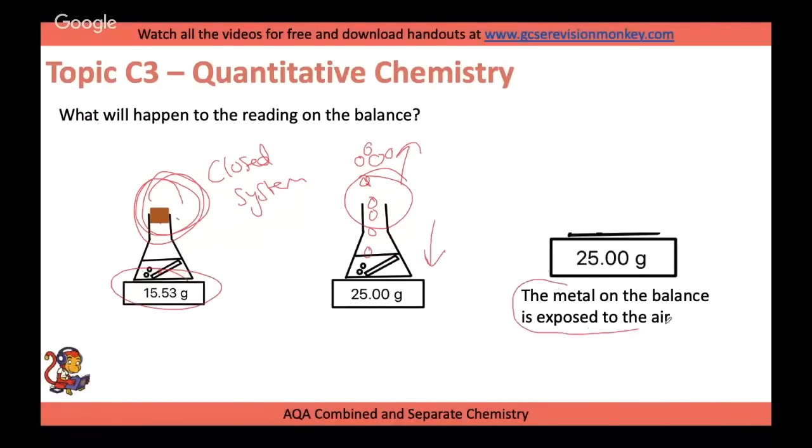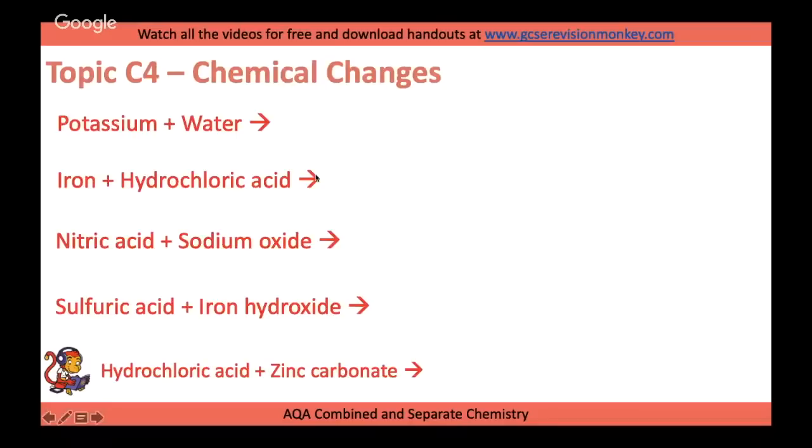In this case, I've got a piece of metal that's exposed to air on a balance. Any time you see air in the exam, think that the object could react with oxygen. So this time oxygen could react with the metal and increase the mass. We'll look at these equations and see if you could finish these off yourself as word equations.